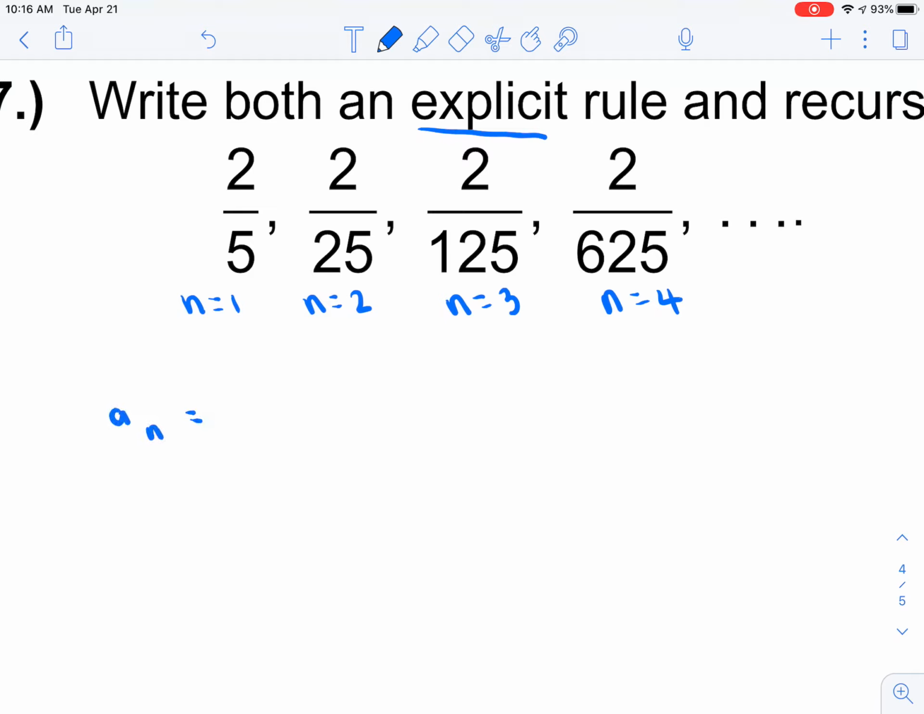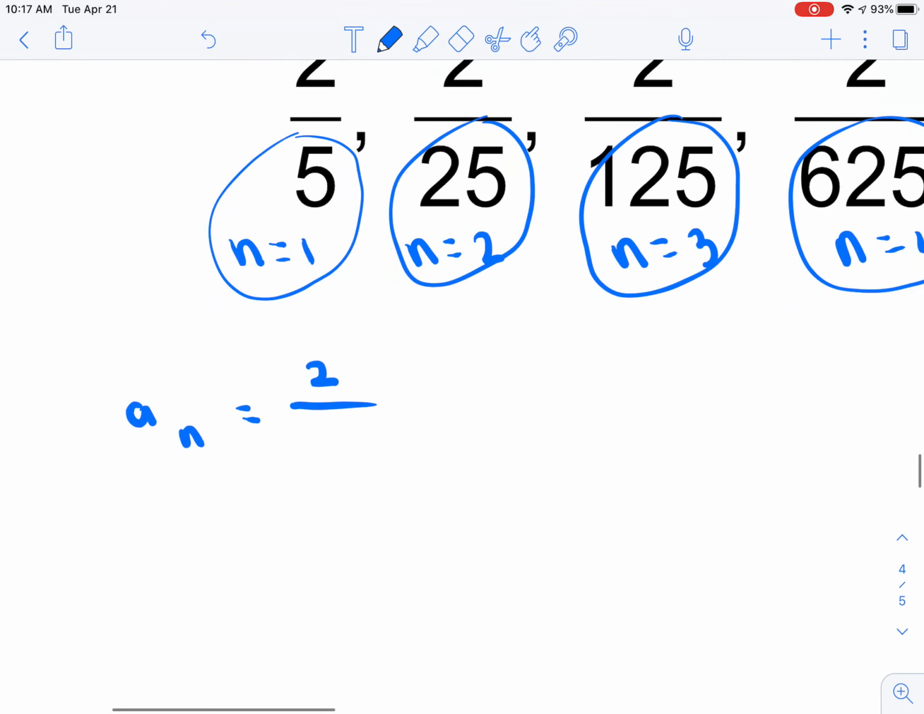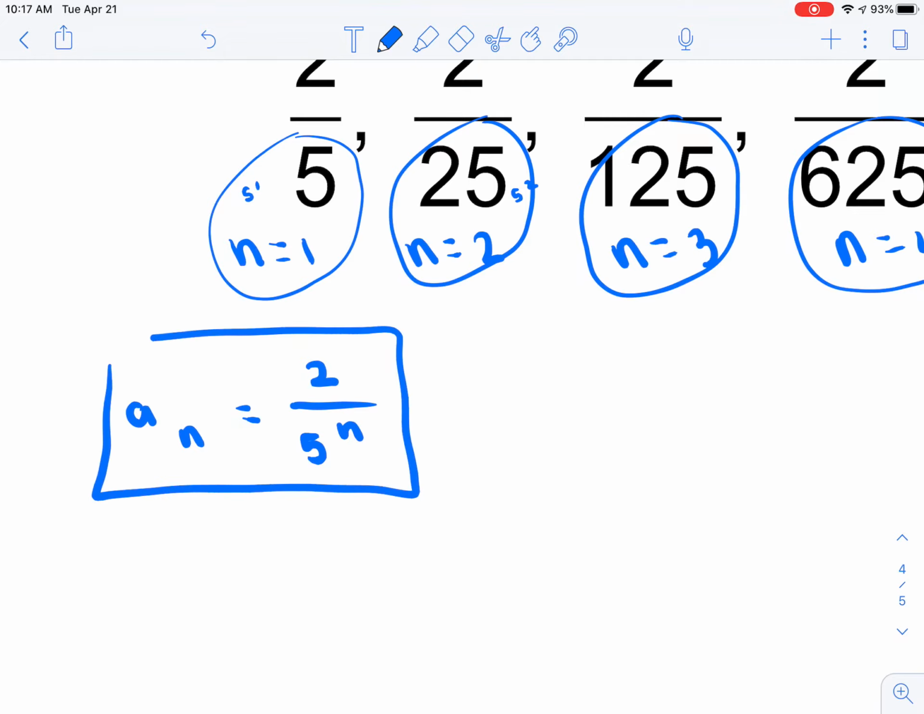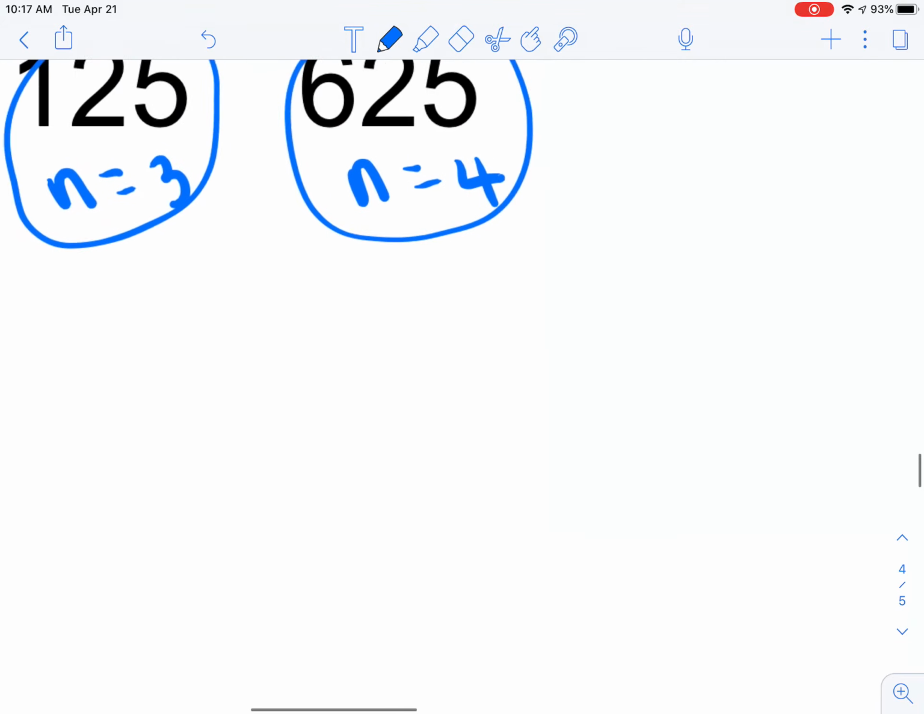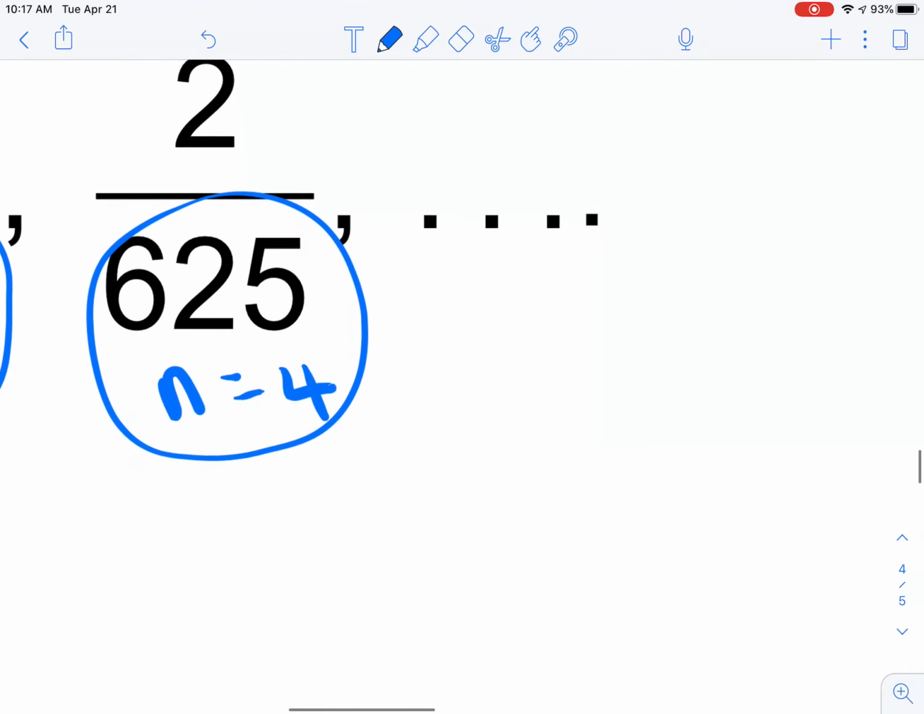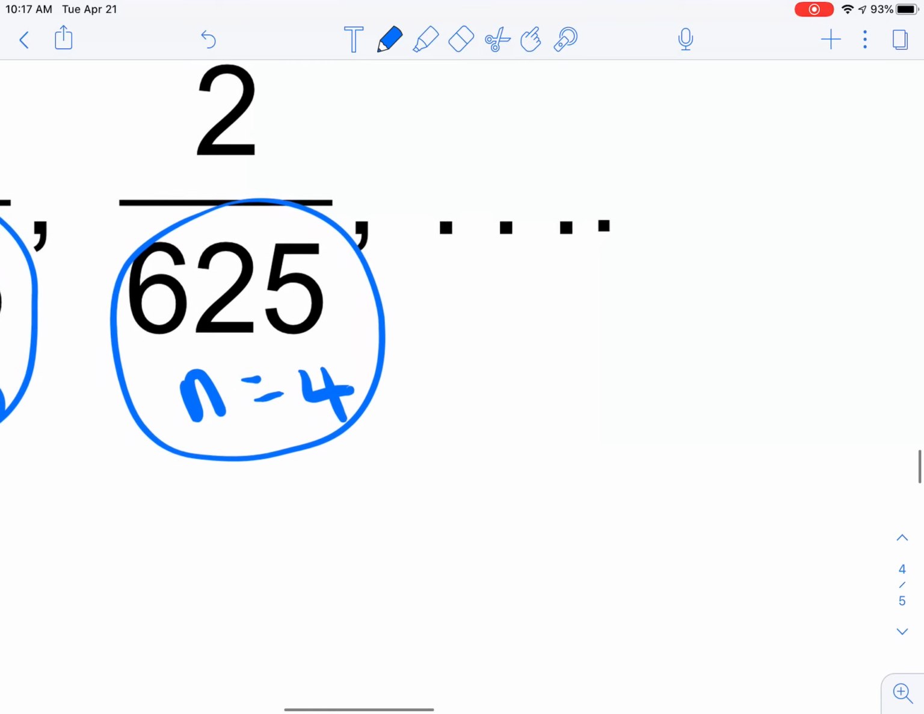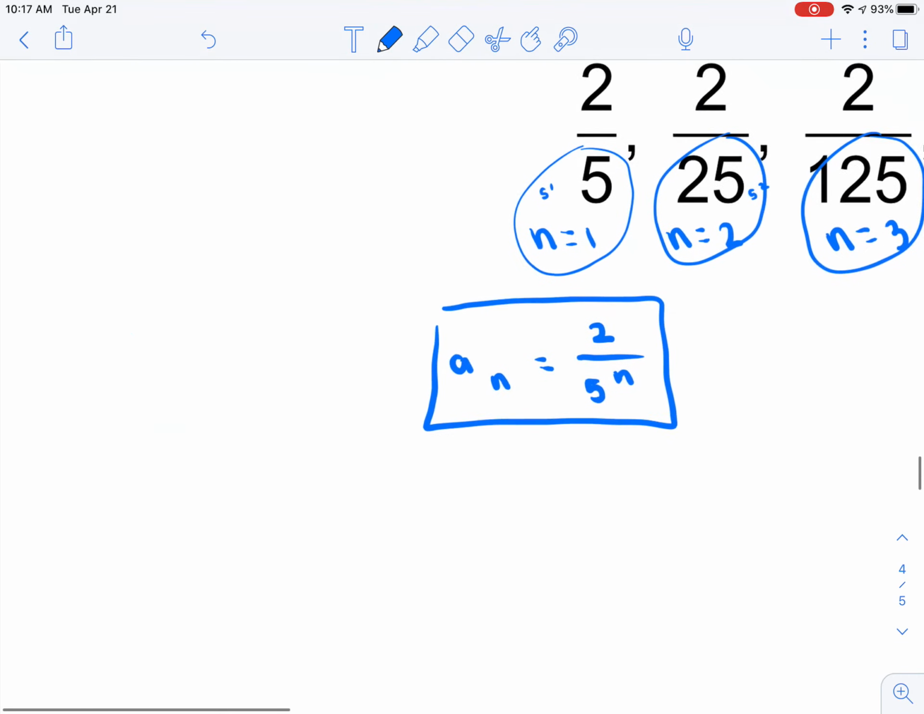So if I'm going to write a formula for explicit, the numerator is always 2, but I need to connect the n value with the value in the denominator. So what am I noticing here? Well, I know that 5 is 5 to the first power, and 25 is 5 to the second power. So really, whatever the n value is, that is the power on 5. And then notice that is your explicit rule. I should be able to zoom in to only this last term. And if I sub in a 4 to my formula, I get that without knowing any of the previous terms. That is what explicit means. So that would be your explicit rule.